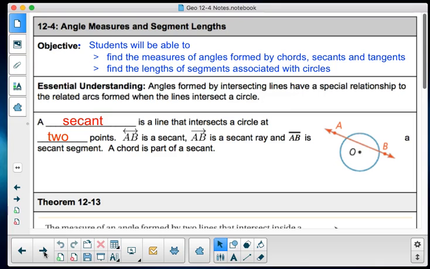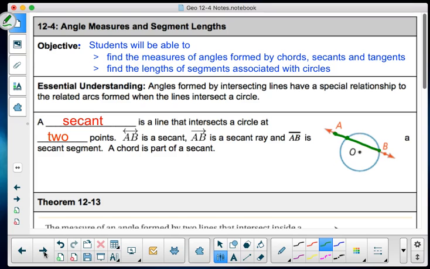So we have a secant. A secant is a line that intersects a circle at 2 points. So this is a secant, it's intersecting my circle at 2 points, and a secant continues outside the circle, whether in both directions or in one direction. Line AB is a secant, ray AB is a secant, and segment AB is also a secant segment. And segment AB is this right here. A secant is on the circle in 2 spots and continues outside the circle. And it could be a chord, a ray, or a line.